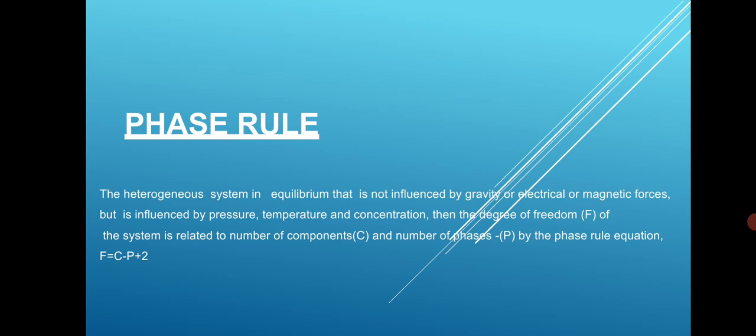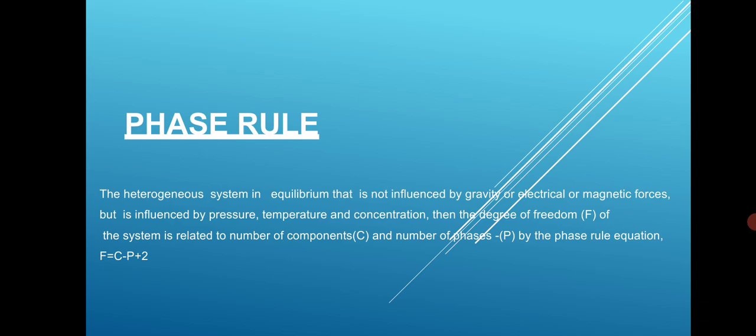The phase rule was given by Willard Gibbs in the year 1874, which is used to study the behavior of heterogeneous reversible reactions. Let us see the basic and more important definitions of phase rule. An equilibrium which exists between any number of phases is not influenced by gravity or electrical and magnetic forces, but it is mainly influenced by pressure, temperature and concentration.